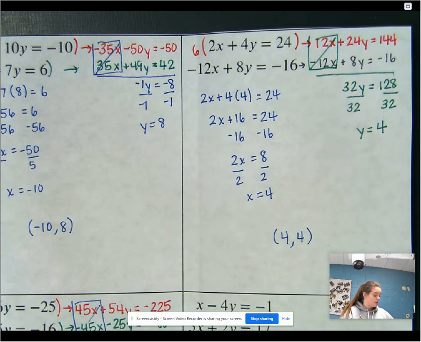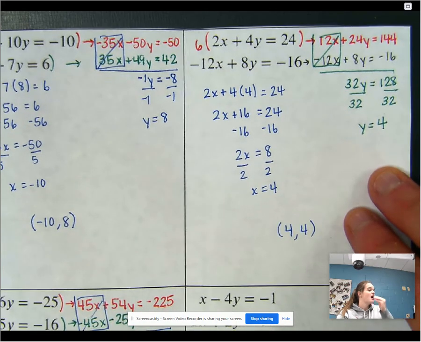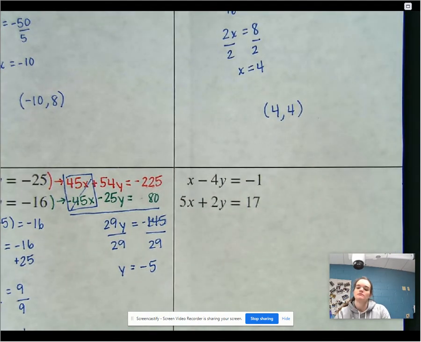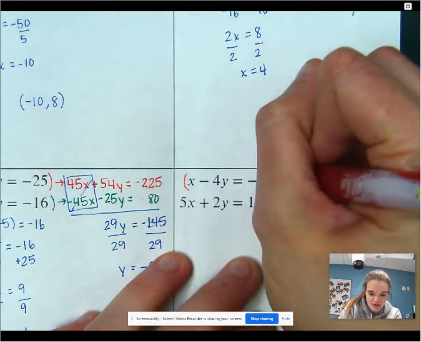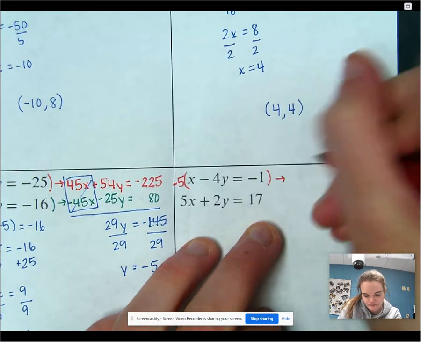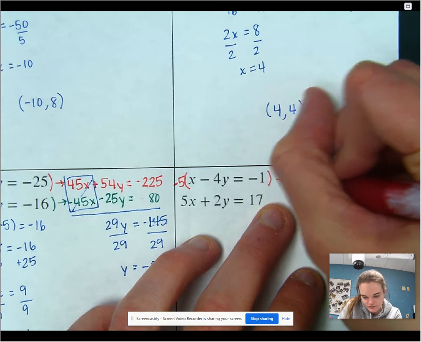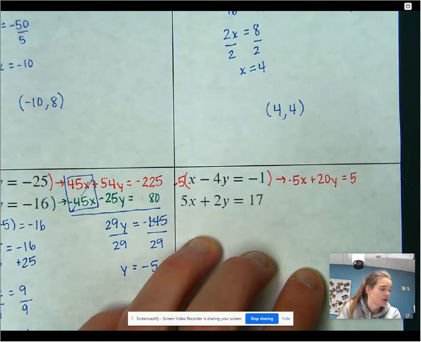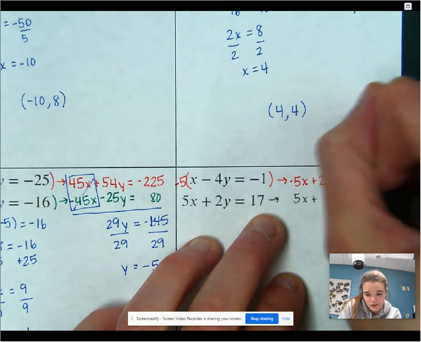Okay, again, if you haven't paused the video, pause it and do the next one. I don't think you have to multiply both in the next one either. If you want to, go for it. I have x and a 5x. To make the top a 5, or negative 5, because one of them has to be negative, I multiply the top by a negative 5. Negative 5x plus 20y equals 5. Bring over the other one. 5x plus 2y equals 17.